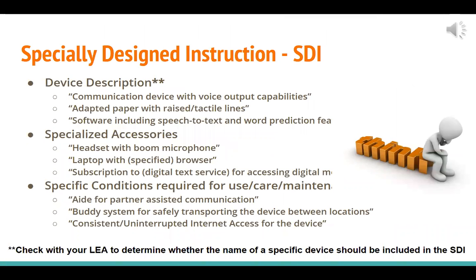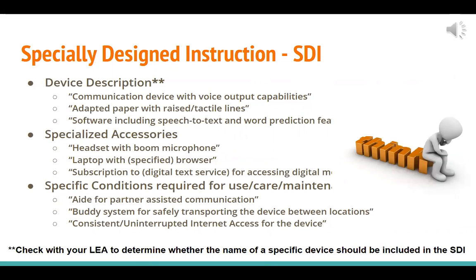The specially designed instruction section is where you can get very specific about the tool itself in order to make sure that the student will be successful with it. The SDI should include a description of the device, as well as any accessories or special circumstances that need to be in place in order for the student to access the device. Notice how these are general descriptions of the items. Districts vary on policies about naming specific devices. Check with your LEA as you're developing the IEP to determine the correct procedure for documenting information in this section.